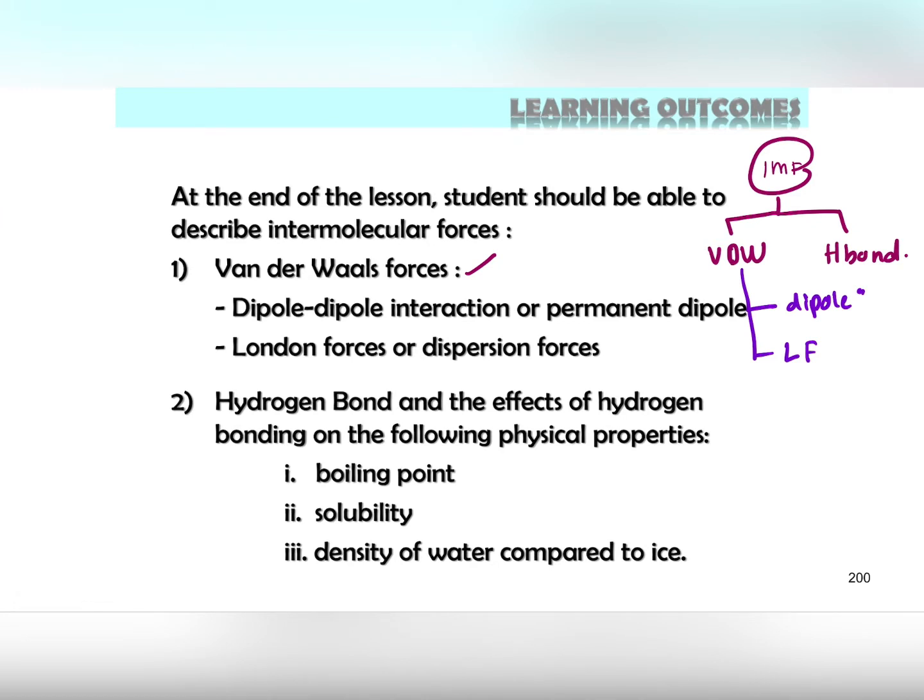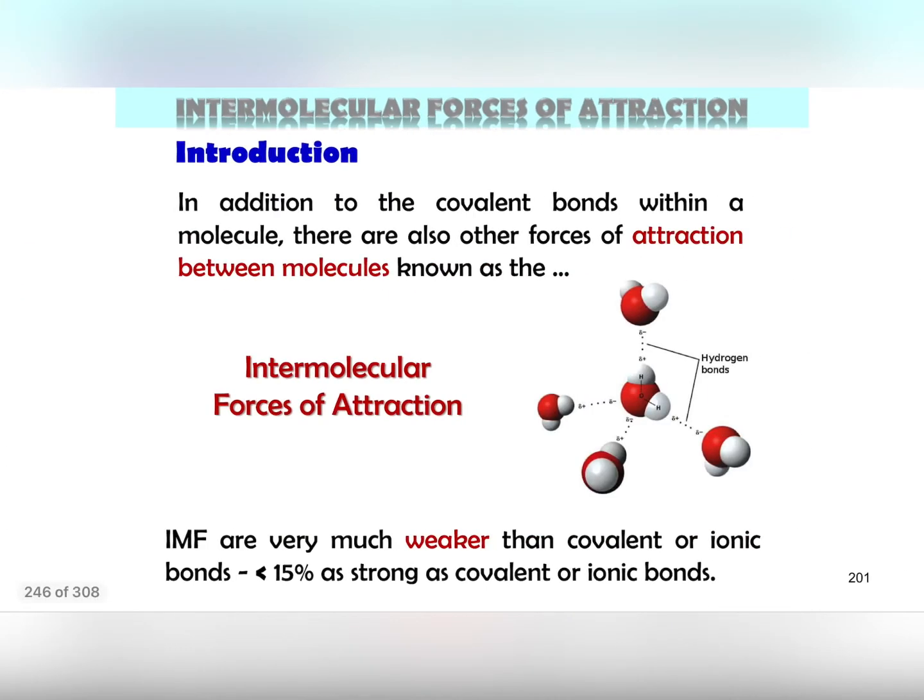So untuk Intermolecular Forces ataupun IMF, ada dua bahagian. The first one is van der Waals forces and the second part is about hydrogen bond. Van der Waals forces pula boleh dibahagikan kepada dua. The first one is dipole-dipole ataupun permanent dipole, and the second one is London forces ataupun dispersion forces. Okay, so let's have a look at the intermolecular forces dulu.